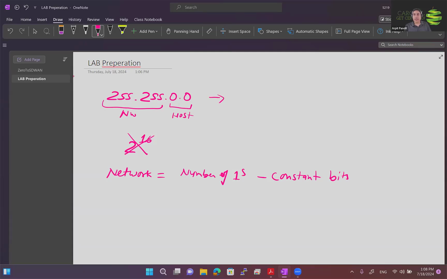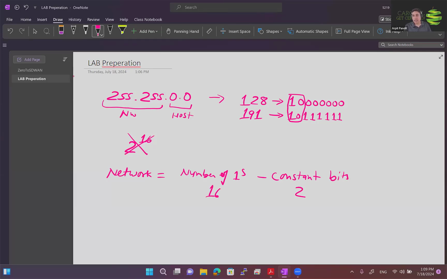The Class B range is 128 to 191. If you convert them to binary, it is 10000000, and this one is 10111111. So you can see that the first two bits never change; they are always the same, 1 and 0. And it's not true just for 128 and 191. It is true for any number in that range. So the two constant bits will be removed from the number of ones.